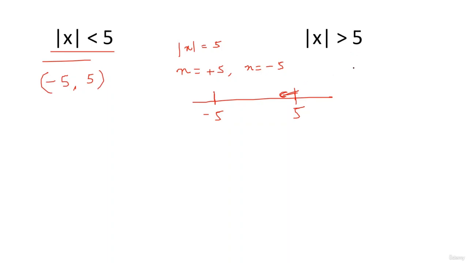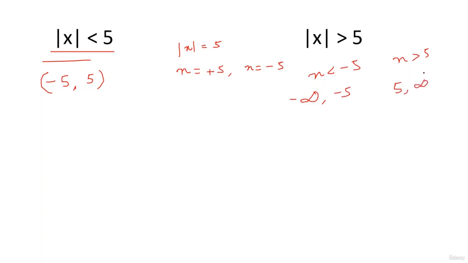So for mod x to be greater than 5, it's a very simple procedure. x has to be less than -5 or x has to be greater than +5. -5 से कम है मतलब क्या? It can go to -infinity also. And 5 से बड़ा है मतलब क्या? It can go to infinity also, right? Both non-inclusive.